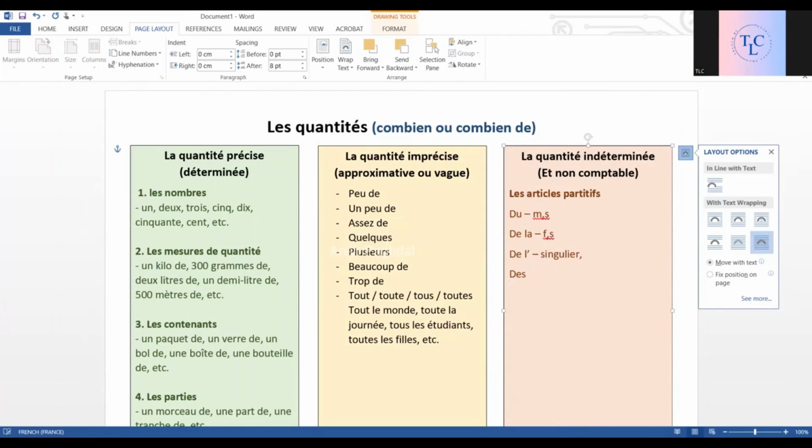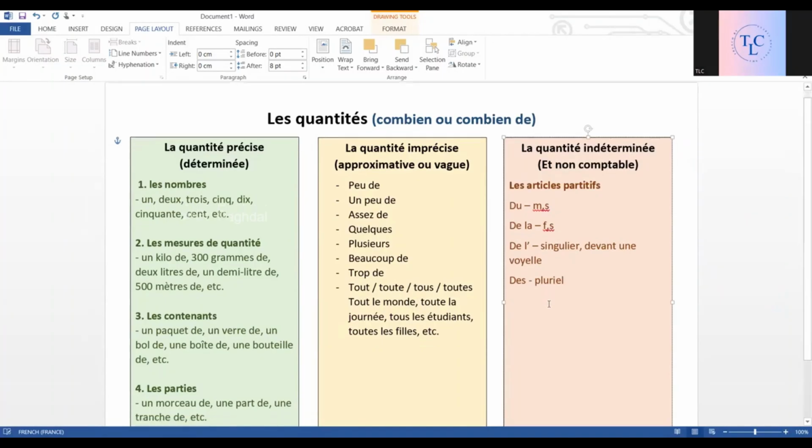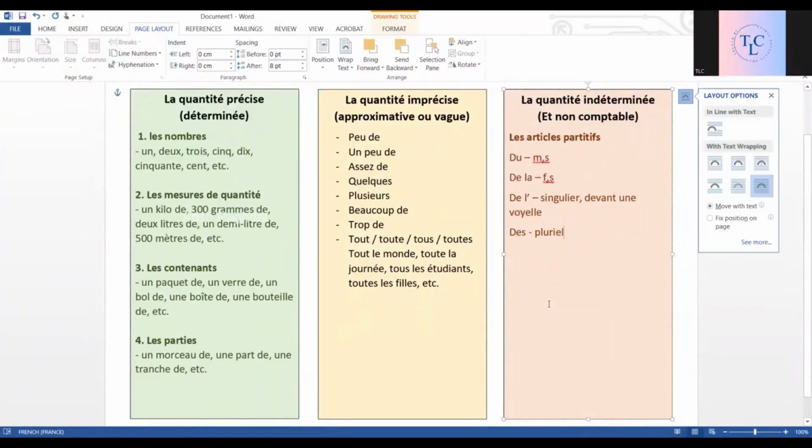Devant une voyelle. Okay. And des is for plural. It's very important to understand why they are used and how they are used. Les articles partitifs. So, if we have, see, let's take an example. The first one.